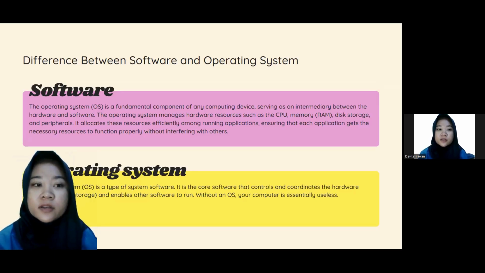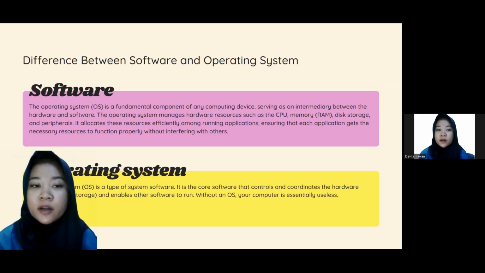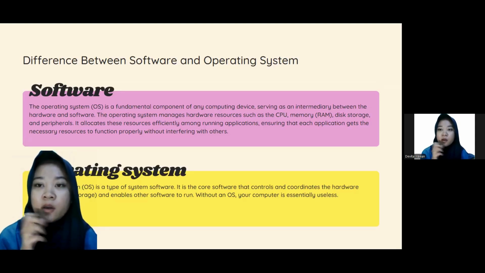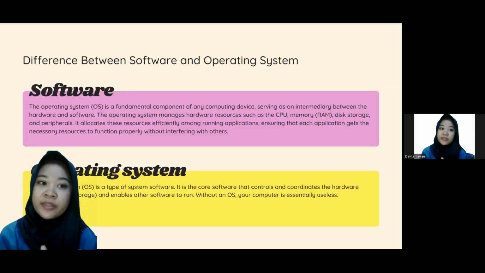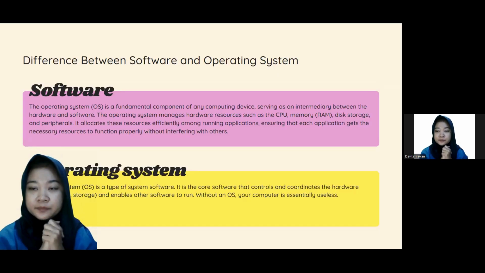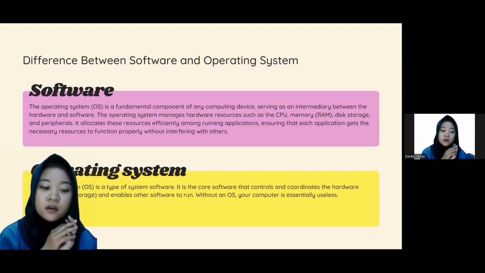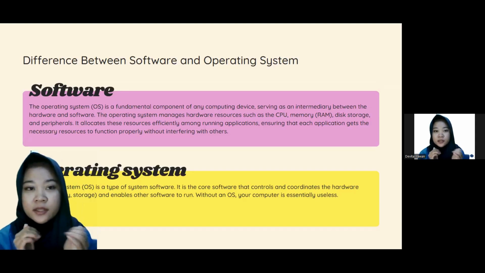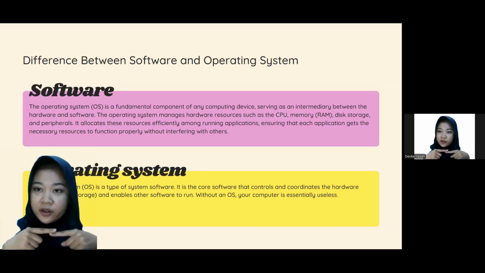So the difference between software and operating system is, software is the main. Without software, it's not an operating system. But without an operating system, software is useless, guys. So they both are like in the same boat. They're always together.